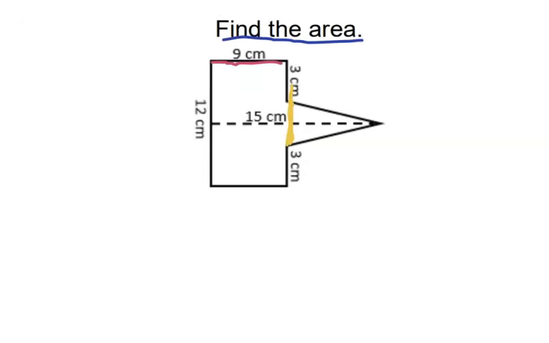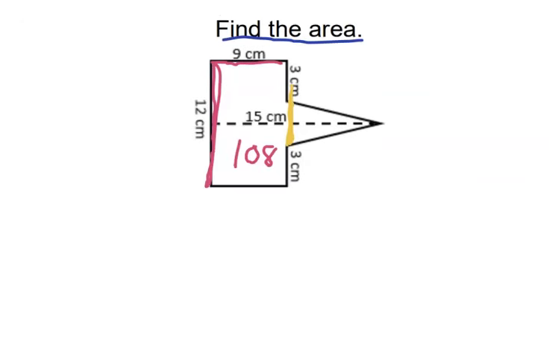So the rectangle is 9 by 12, right? So to find the area of that is just 12 times 9, and that equals 108. So this rectangle is 108 centimeters squared. Now we have to find the triangle.